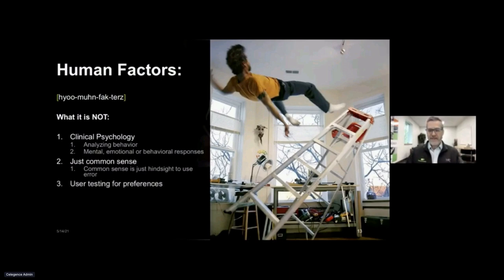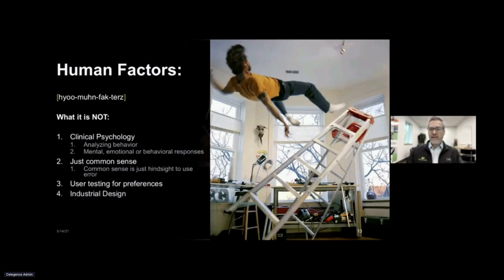So it's pre-common sense. It's also not just testing for user preferences and finding out, does our user like item A or does our user like item B? Those things are important, but they don't really deal with the capacities or limitations of your user. They just deal with their preferences. Now they can come into play.